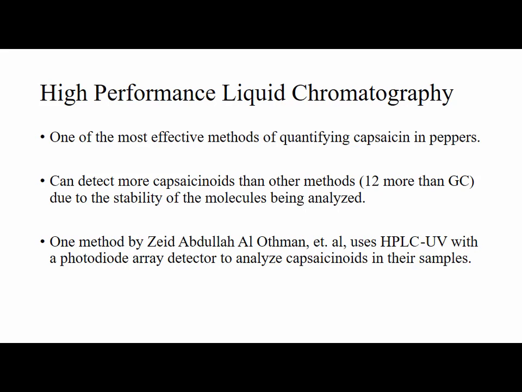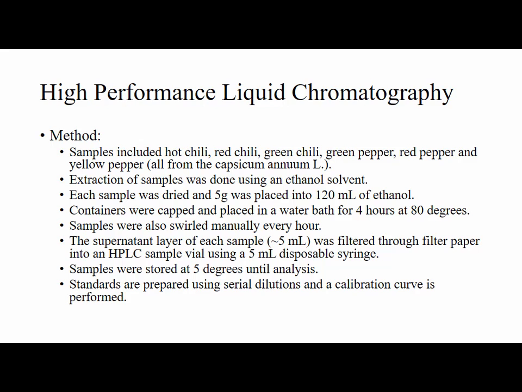So next I'm going to look at high-performance liquid chromatography. This is one of the most effective methods in quantifying capsaicin in peppers. It can detect capsaicinoids and more than other methods. It is claimed that there are 12 more than GC alone, and this is due to the stability of the molecules being analyzed. I'm going to focus on one method, which uses HPLC UV with a photodiode array detector to analyze capsaicinoids in their samples for this presentation.